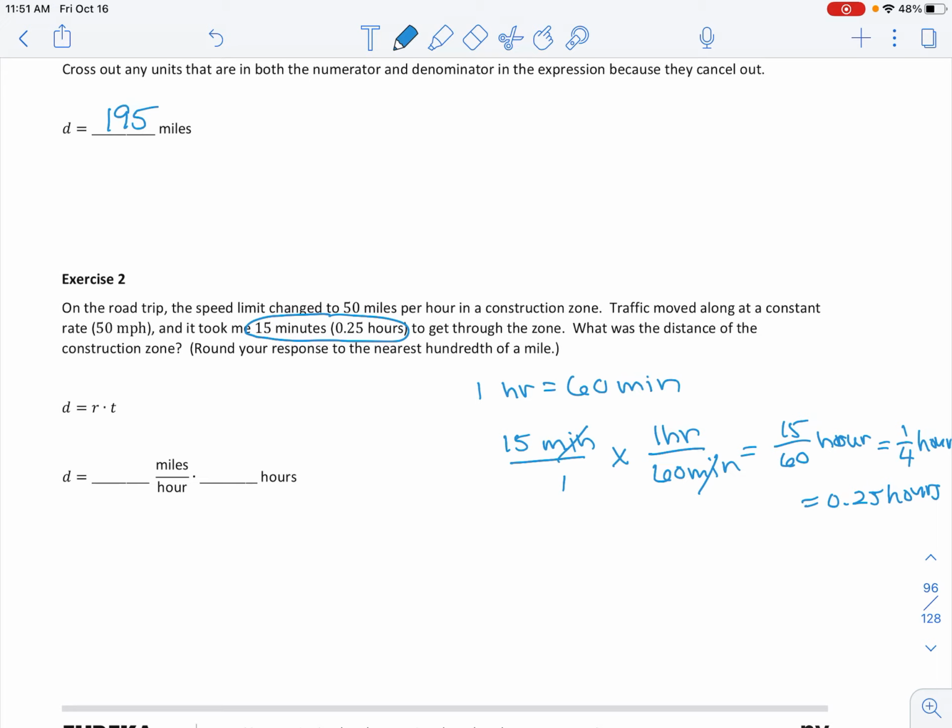Now, what is the distance of the construction zone? Well, we take our 50 miles per hour, that's our rate, times our hours, which is 0.25 hours, and 50 times 0.25, we get a distance of 12.5 miles.